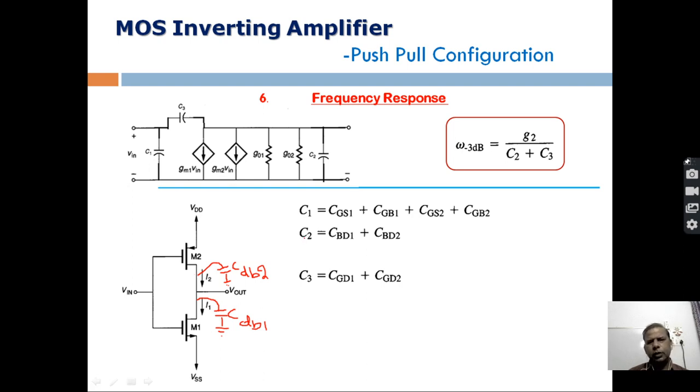So you see the C2, both of these are from output to ground, so they are coming in parallel. That's why C2 is written as this capacitive component plus the bulk-drain capacitance of the second device and the bulk-drain capacitance of the first device.